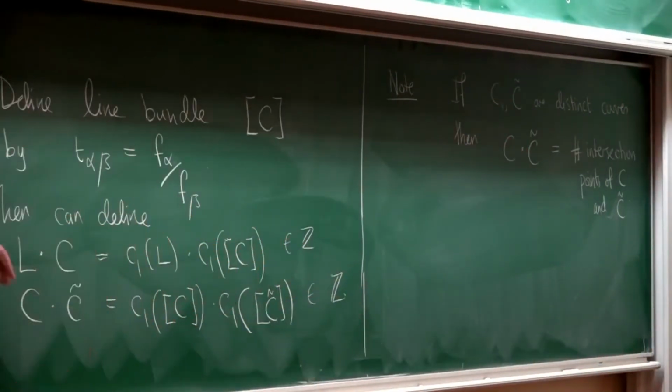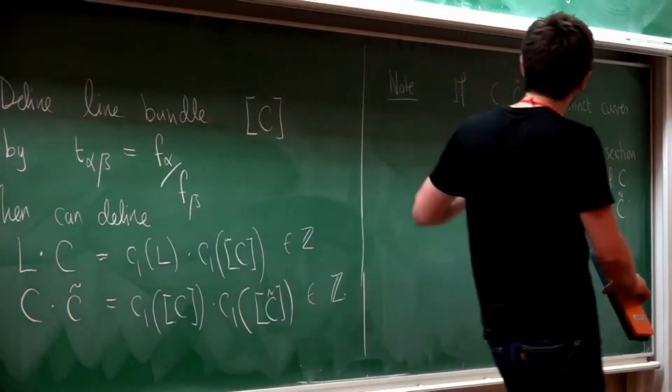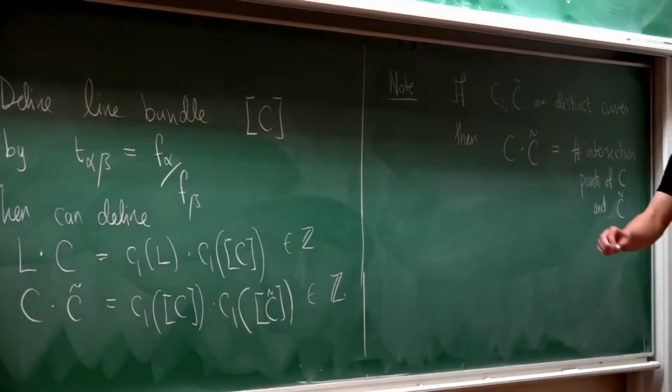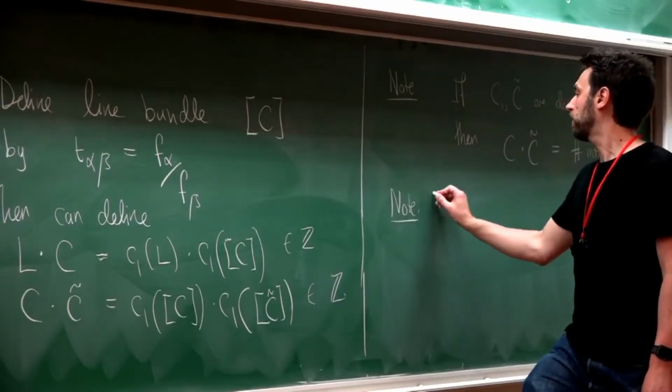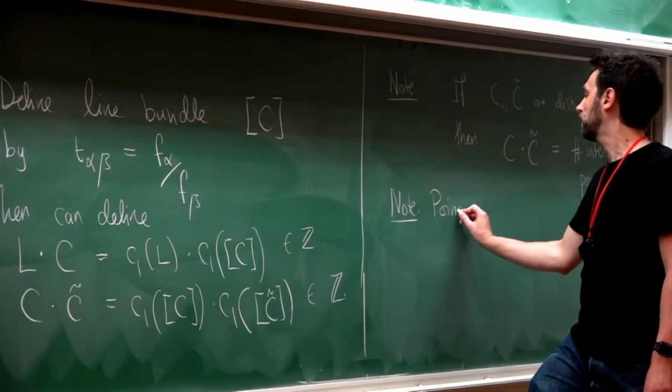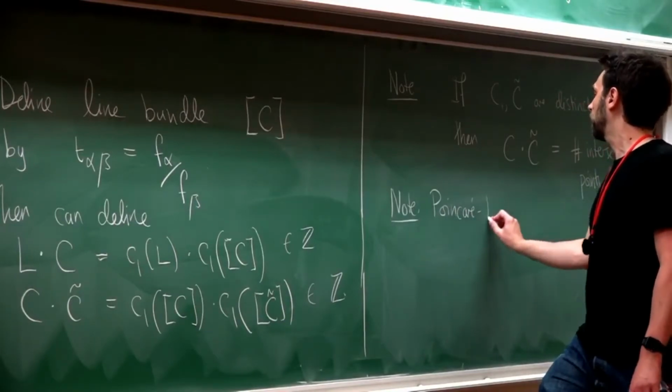He wants to check that all these things are well defined. I claim that it is. The other thing to note is something called the Poincaré-Lelong formula, which is going to be very useful.